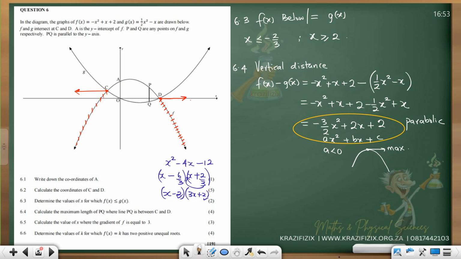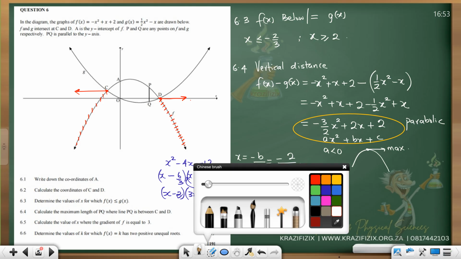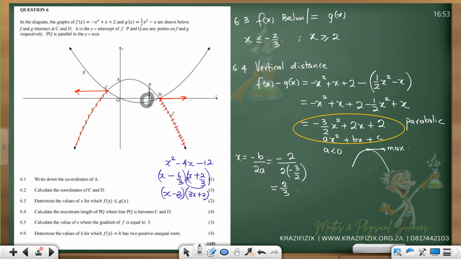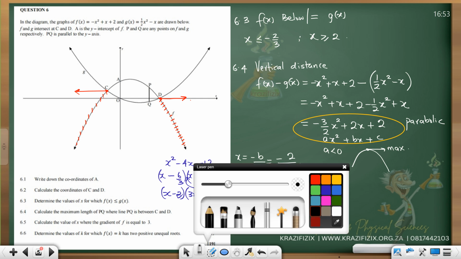So basically, we can use our turning point. So x equals minus b over 2a. What is our b? 2. And we have negative 3 over 2. And I want you to see how it's going to make sense. What are you getting? You're getting positive 2 over 3. Do you notice two things that I need you to see? It is a positive value and it's right before 2. So that point is 2 over 3.